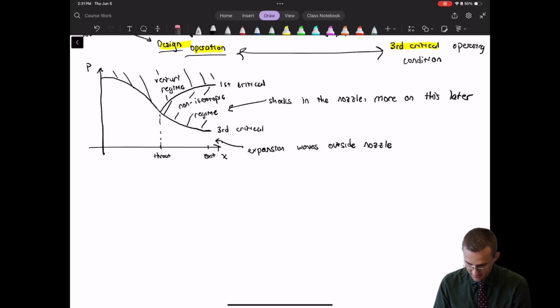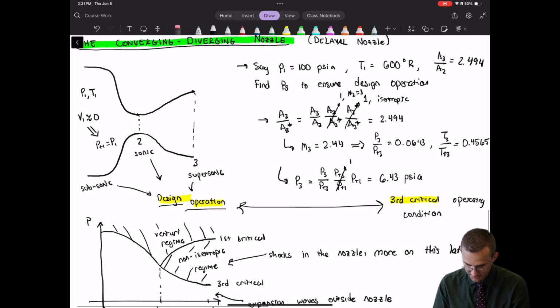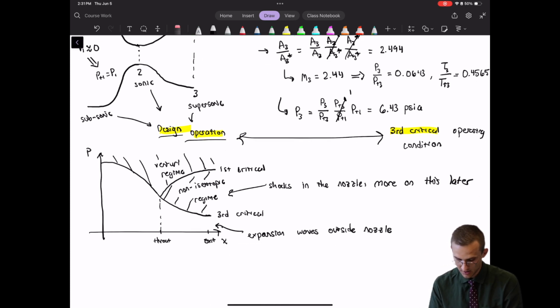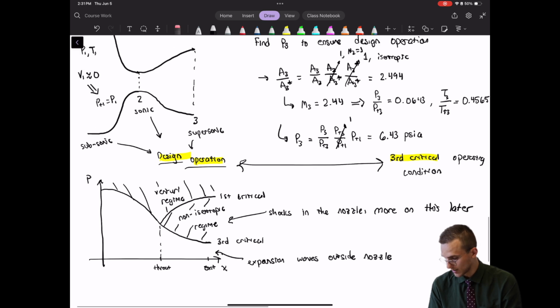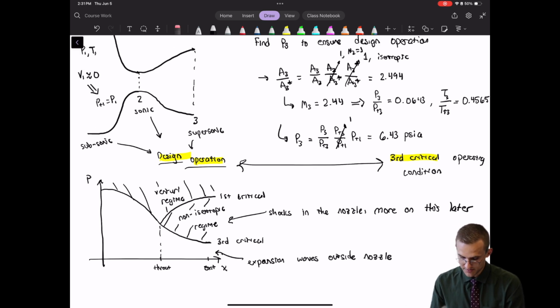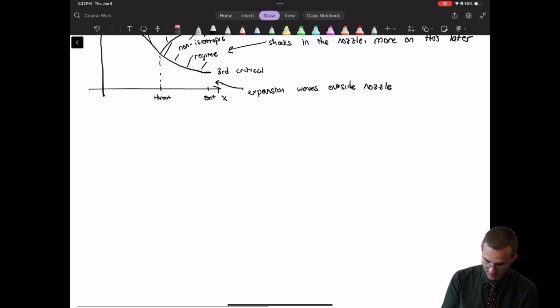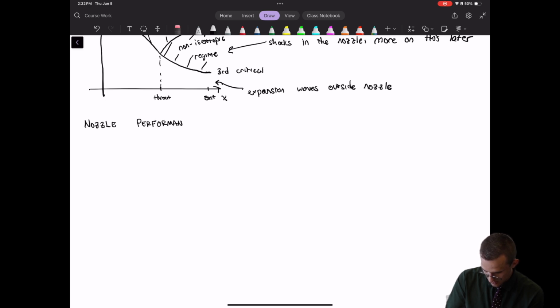Okay, and we should think of this as like a preview. We're going to cover all this stuff in much greater detail, but this third critical operation is really what you aim for when you design a nozzle. This last section that we're going to cover today in this perhaps slightly shorter lecture is nozzle performance.